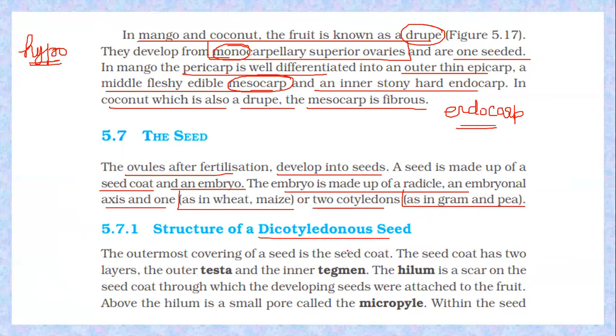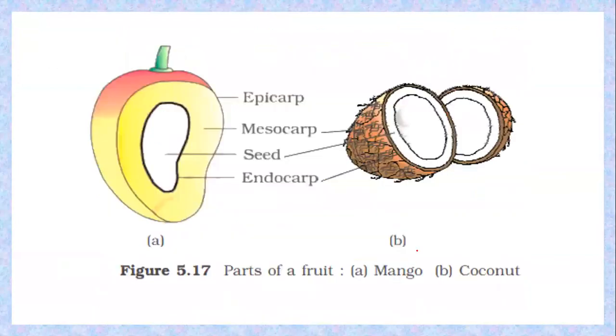Structure of a dicot seed. The outer covering of a seed is known as the seed coat. The seed coat has two layers, the outer testa and inner tegmen. The hilum is a scar on the seed coat through which the developing seeds were attached to the fruit. Above the hilum, there is a small pore called the micropyle.